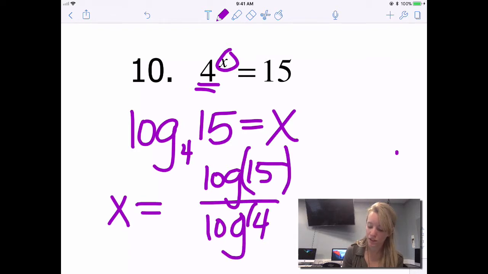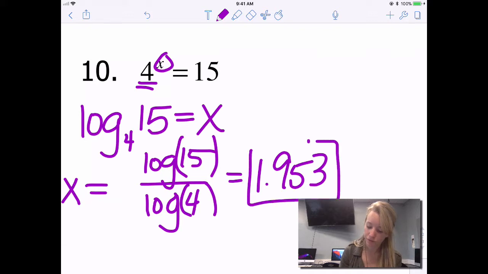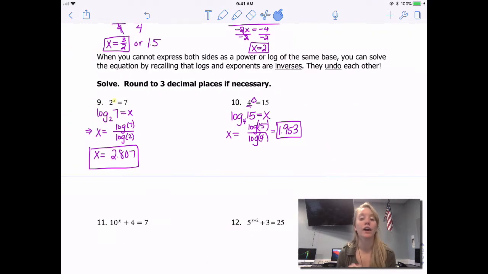Don't forget to close those parentheses. So I'll do that right here. Log 15 divided by log 4 is 1.953. When you're doing this, just make sure that you really are plugging this into your calculator, closing the parenthesis, being really careful with that kind of thing.